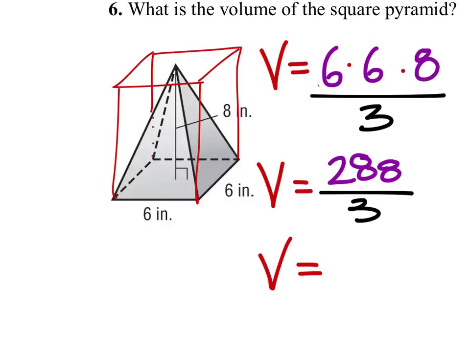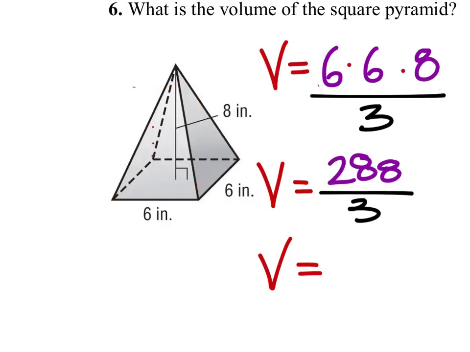The square pyramid. So that means the box itself had a volume of 288 cubic inches. But now that we're looking at just the pyramid, we have the volume at 96 cubic inches. And that is the volume of this square pyramid.